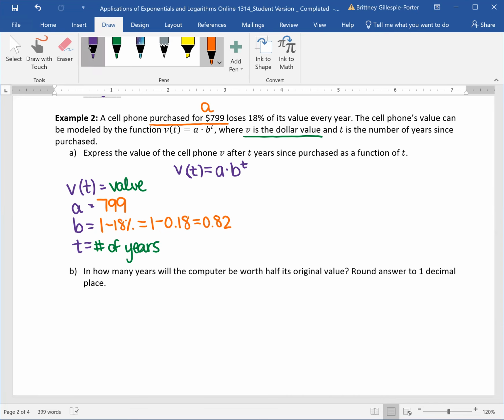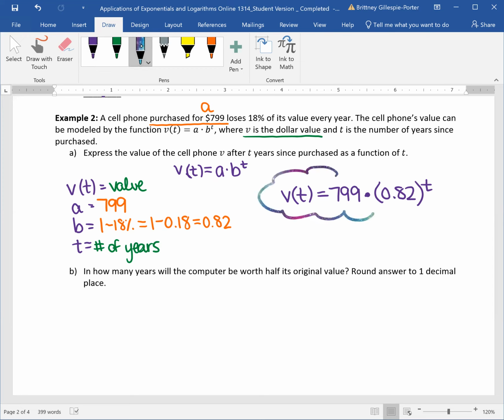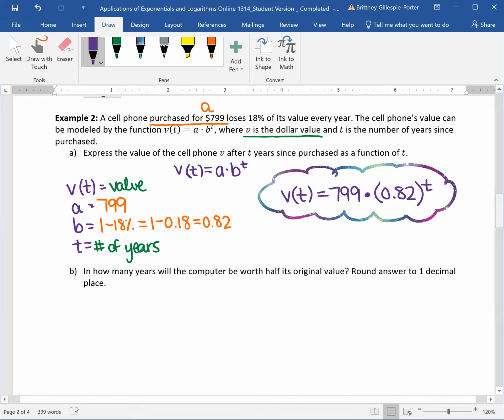We're going to have v of t equal to, we said A was $7.99 times our base B of 0.82 raised to the t. And this is the function we are going to be using to answer any future questions. Keep in mind, we can't multiply the $7.99 and the 0.82 because that 0.82 is taken to the exponent where the $7.99 is not.